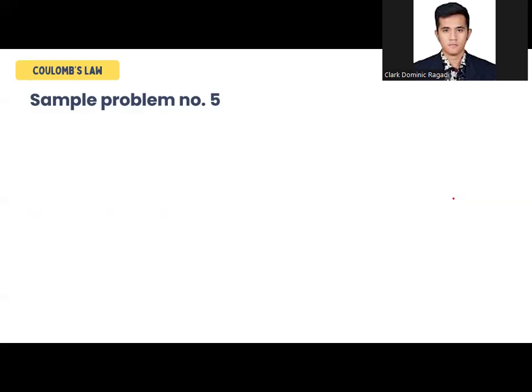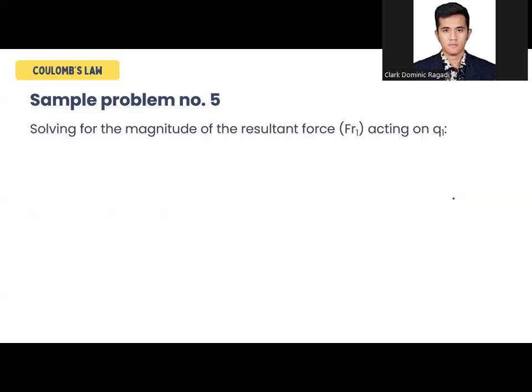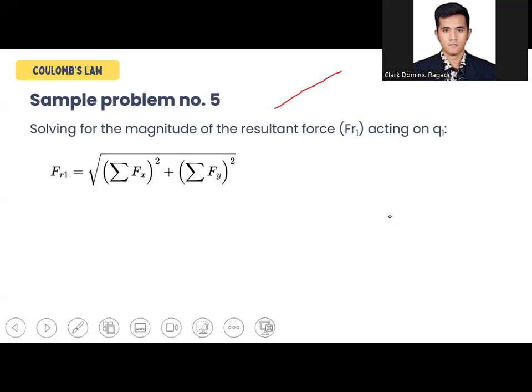So, the magnitude of the resultant force is just equal to the square root of the summation of all forces along x and the summation of the forces along y. So, how did we come up with that formula? Again, let's go back to our vector. For example, this is our vector A, just a brief review.